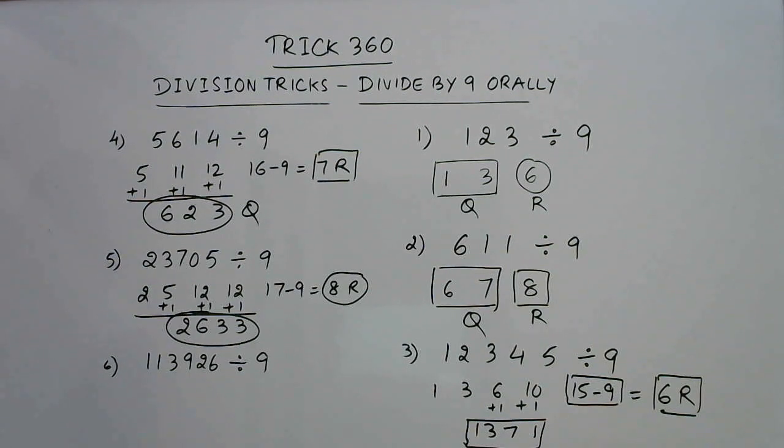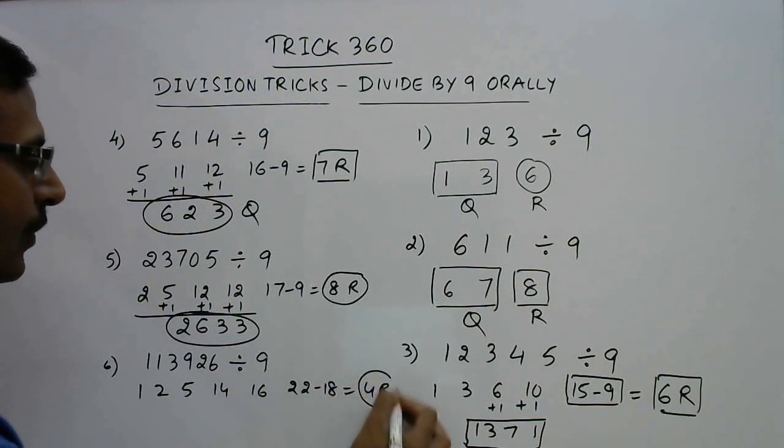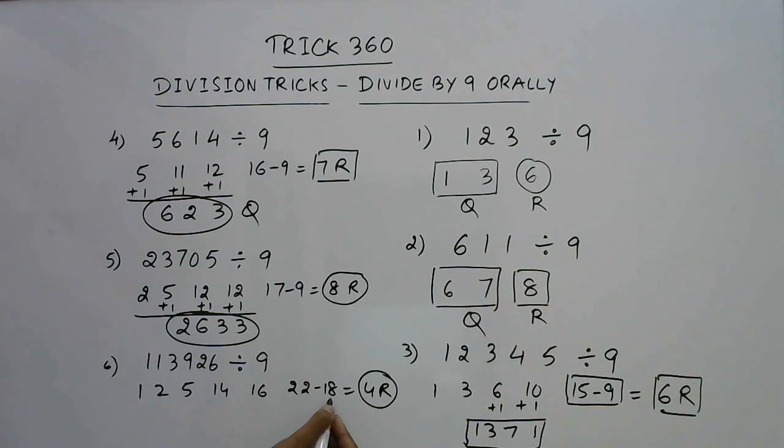One more example. So 1 comes down. 1 plus 1, 2. 2 plus 3, 5. 5 plus 9, 14. 14 plus 2, 16. 16 plus 6, 22. Now you see 9 goes 2 times. So we can subtract 18 from this to get 4 as the remainder. And since we have subtracted 2 multiples of 9, add 2 here. Now you will get the quotient 18.